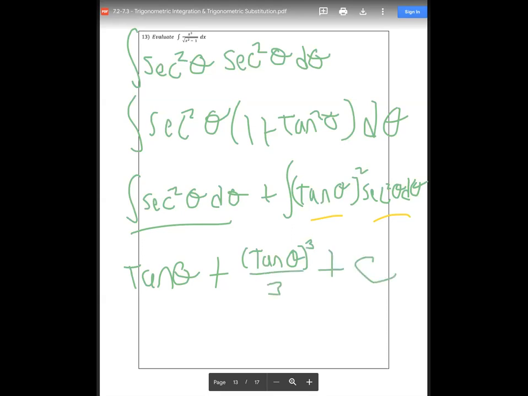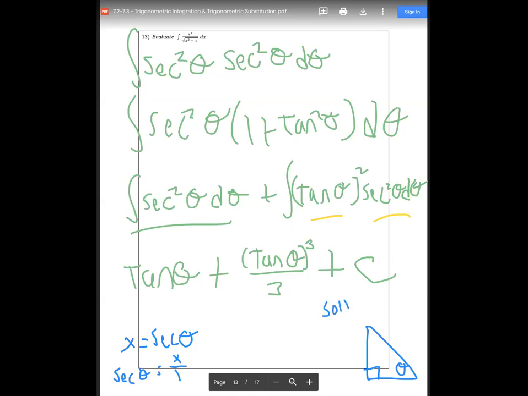So we're almost done. Now we just need to figure out what tangent of theta is. So let's go back to our little triangle. I'll do it really small on the bottom. The triangle, that came out bad. Okay, so from the beginning, we have x equal to secant of theta, which means that secant of theta is really equal to x over 1.